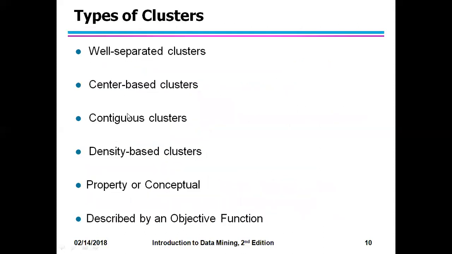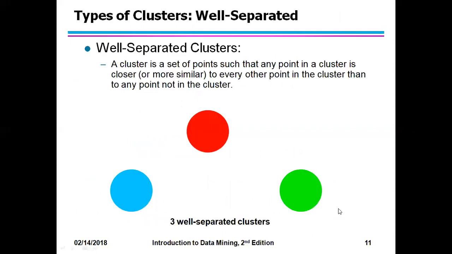Some well-defined types of clusters are well-separated clusters, center-based clusters, contiguous clusters, density-based clusters, and clusters with property described by an objective function. Well-separated clusters: here I can say that there are three well-separated clusters. A cluster is a set of points where every point is closer to every other point in the cluster than to any point not in the cluster.